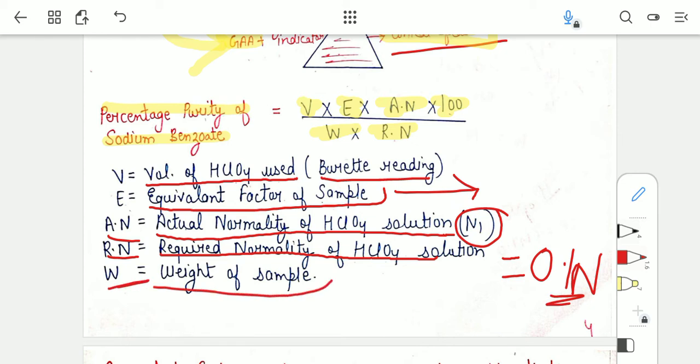W is the weight of the sample, which is sodium benzoate, which we can calculate. So now the main thing over here is the E, which is the equivalent factor, because all the rest of the values are simple, we can easily calculate. This E is the value which we need to understand how to calculate. If you have watched my videos where we did the preparations as well as the standardizations of different compounds, there also I explained how we calculate this. Here also I will again explain this concept.